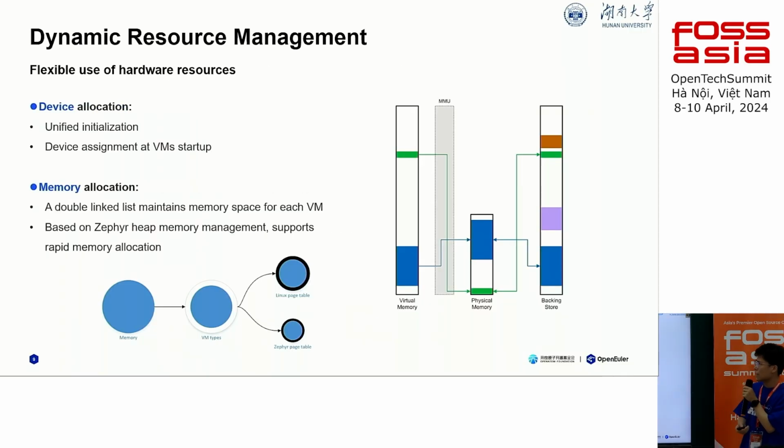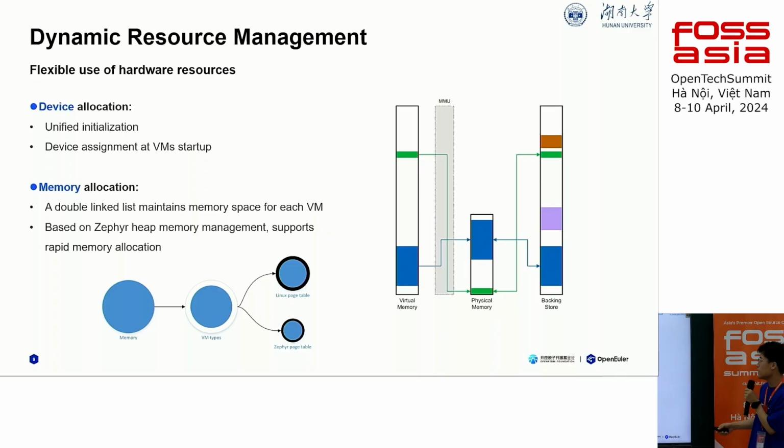And the second is dynamic resource management. It can provide flexible use of hardware resources. It can also be divided into two parts. The first one is device allocation. It means that ZVM can unify all the devices on the hardware board and assign the devices to a specific VM when the VM starts up. And then there is memory allocation.